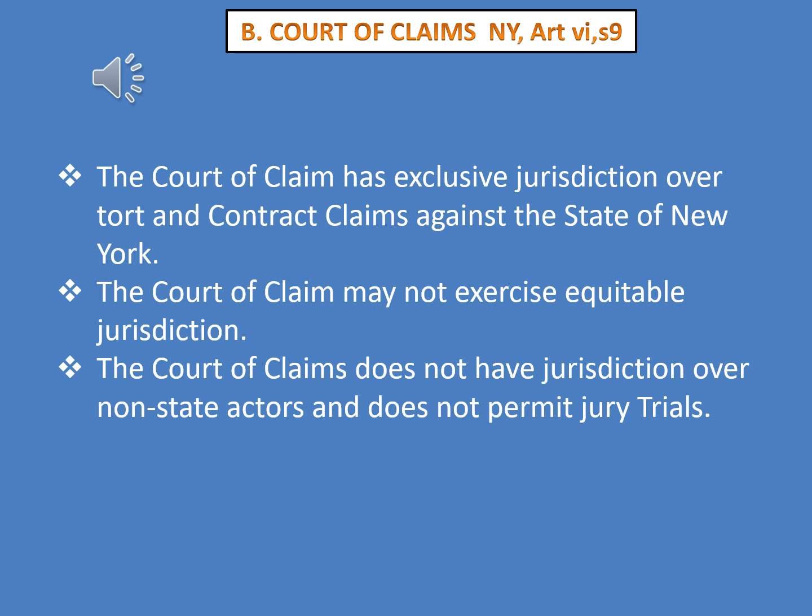Now, the second form of the principal trial court is the Court of Claims. The Court of Claims has exclusive jurisdiction over tort and contract claims against the State of New York. The Court of Claims may not exercise equitable jurisdiction. The Court of Claims does not have jurisdiction over non-state actors and doesn't permit jury trials.